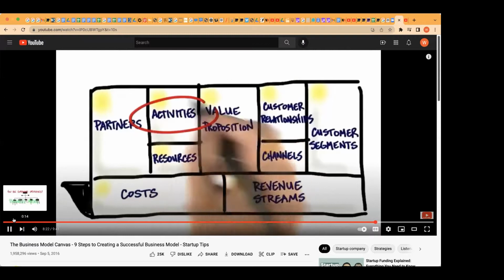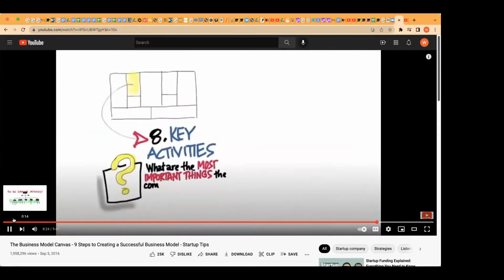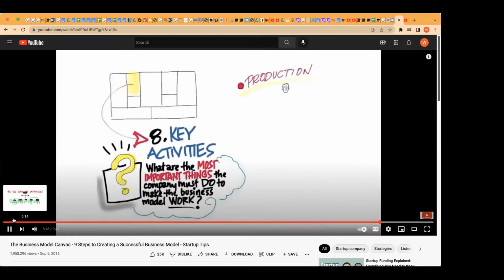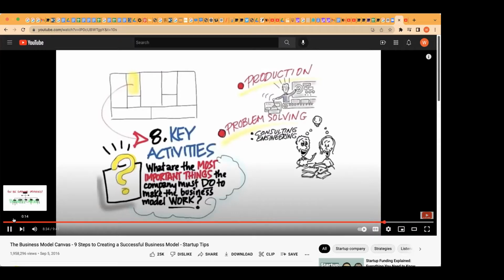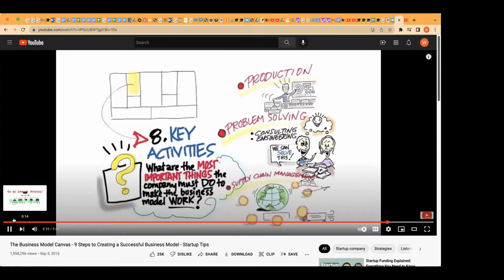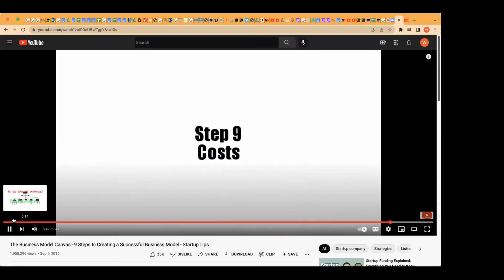Next are key activities. What are the most important things you need to do for the business model to work? Are you in the production business? Are you making something? Or are you in the problem solving business, like you're doing consulting or engineering? Or are you managing supply chains? What are the key activities you need to become expert at?